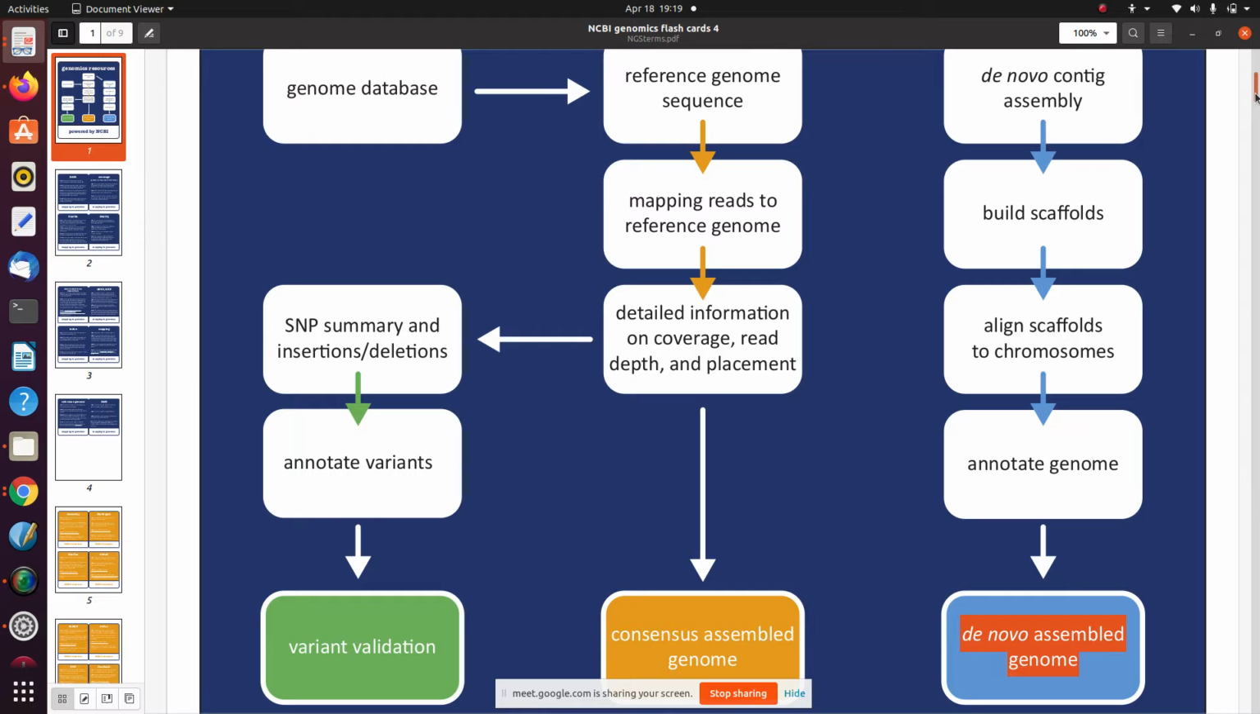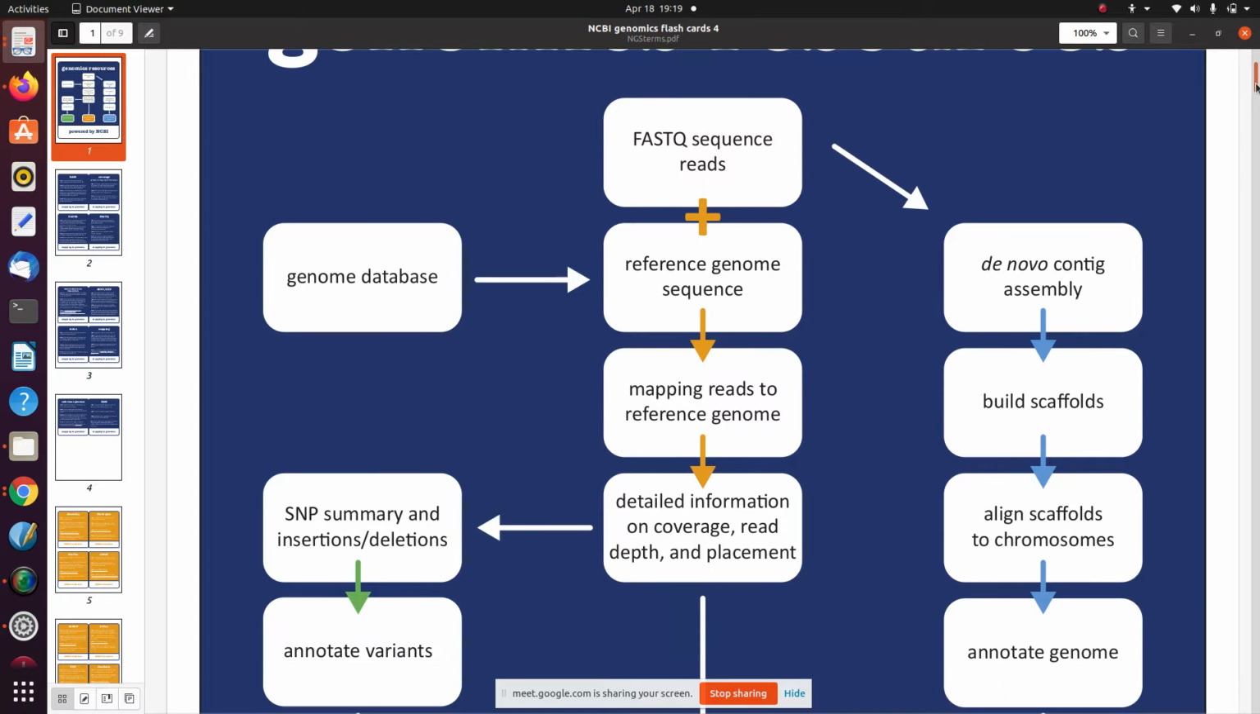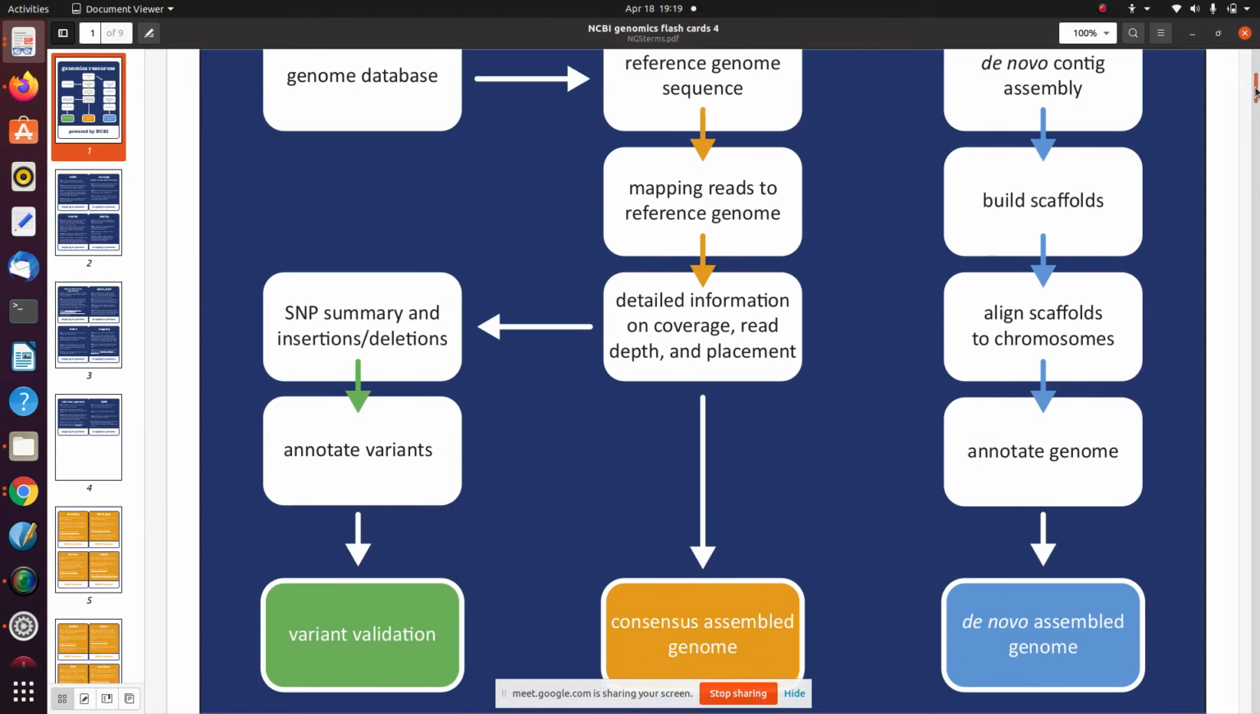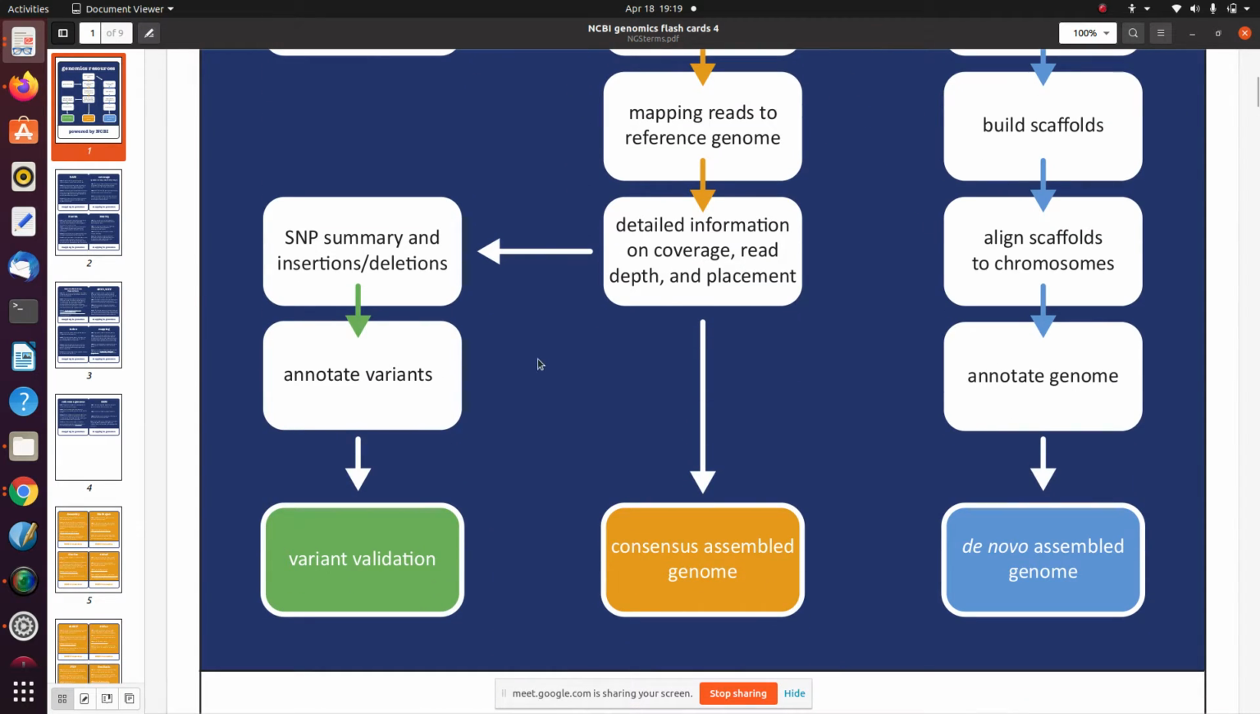For variant validation, what are the steps? Genome database to FASTQ sequencing, reference genome sequence, then mapping reads to the reference genome, then detailed information on coverage, read depth, and placement, SNP summary and insertion deletion, annotate variants, and then finally variant validation. So this is not SNP.